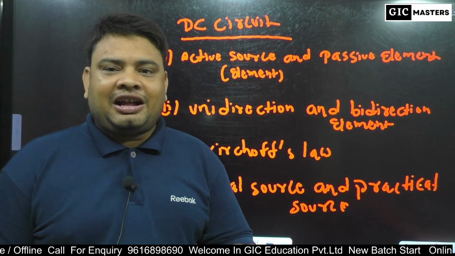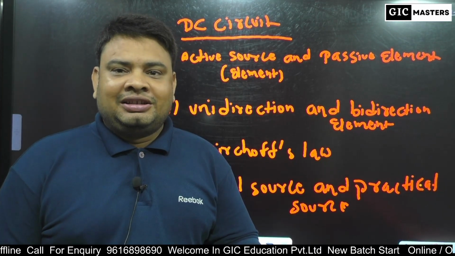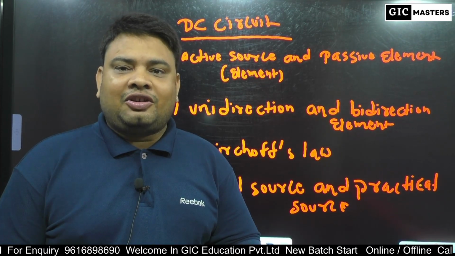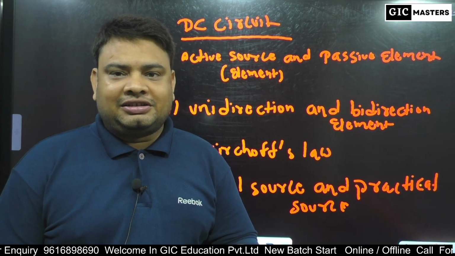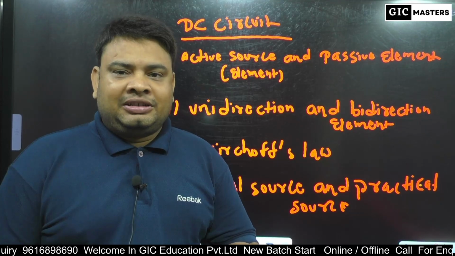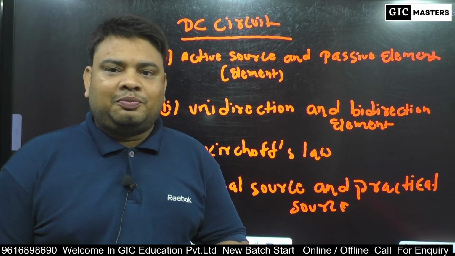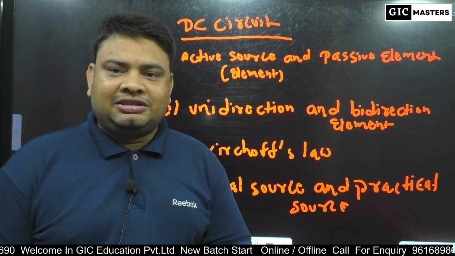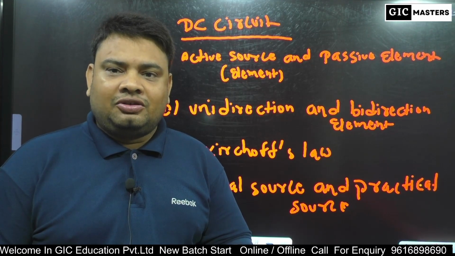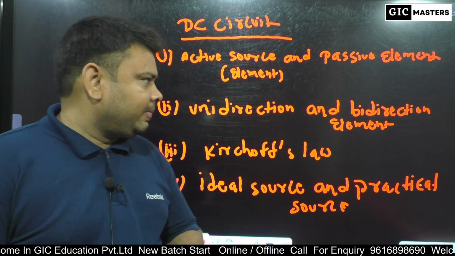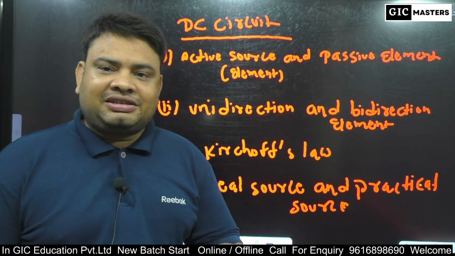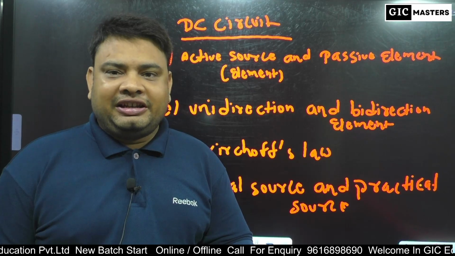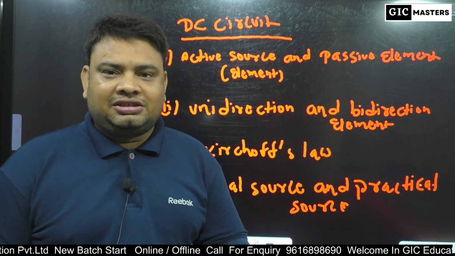Unidirectional elements are those elements that allow the flow of current in only one direction. It means the flow of current is possible in only one direction. Both directions flow of current is not possible. But in a bidirectional element, the flow of current is possible in both directions.